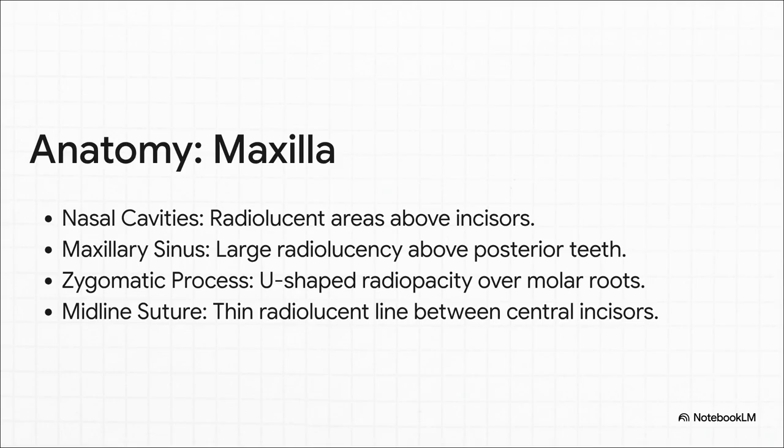For instance, that big, dark area you see above the back teeth? That's not a problem. That's just the maxillary sinus. And what about that really distinct U-shaped white line that you often see right over the molar roots? That's the zygomatic process. See? These aren't scary pathologies. They're the normal, expected features you've just got to know by heart.